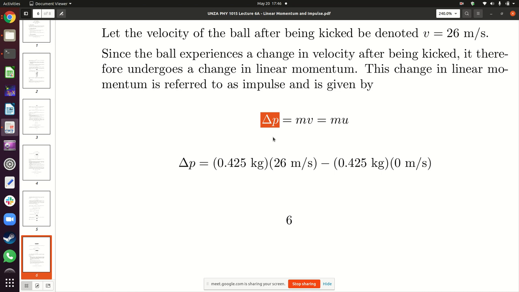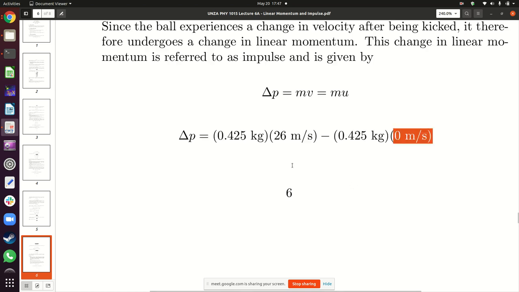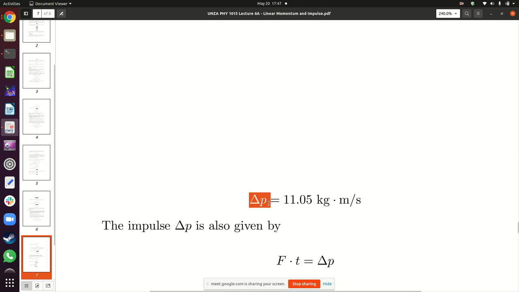So the change in linear momentum, delta P, is going to be equal to mv, which is the mass times the final velocity, minus mu, which is the mass times the initial velocity. So in this case, delta P is going to be equal to the mass of the ball, 0.425 kgs, multiplied by the final velocity of the ball, 26 meters per second, minus the mass of the ball, 0.425 kgs, multiplied by the initial velocity of the ball. Remember, the ball was at rest, so the initial velocity was 0 meters per second. So when you work this out, you end up having your change in linear momentum equal to 11.05 kgs meters per second.